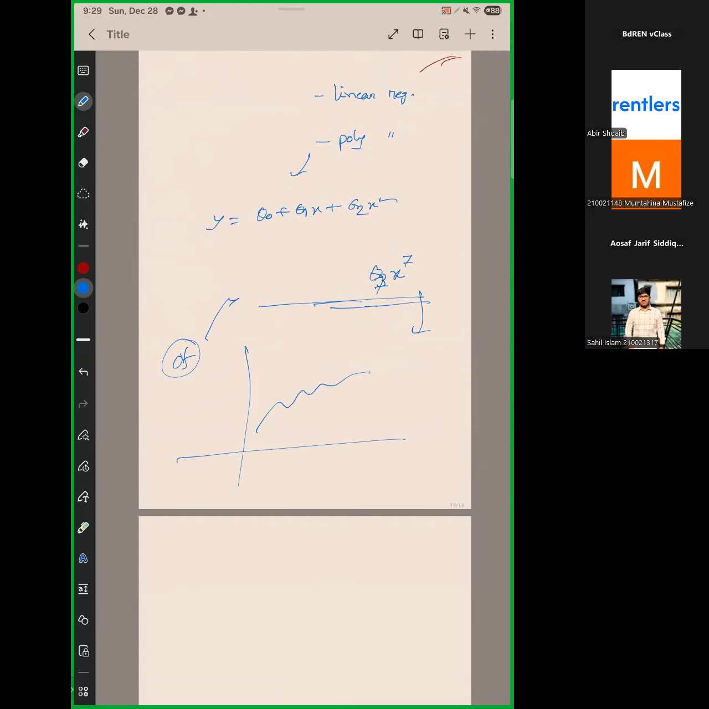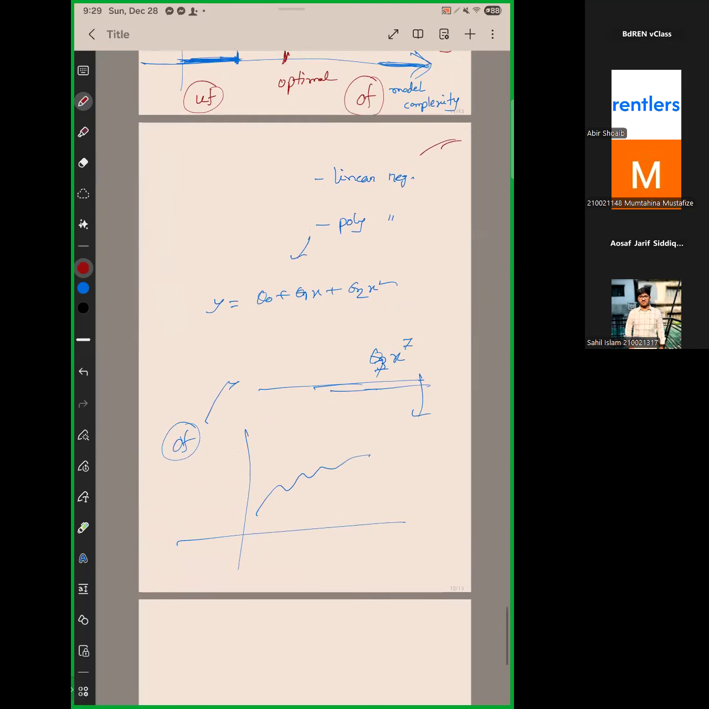So this kind of curve is called an overfitting curve. The model is overfitted to the data, so you don't want the degree to be too high. You want to keep it within order 2 or 3, like this. Is it clear? Any question?